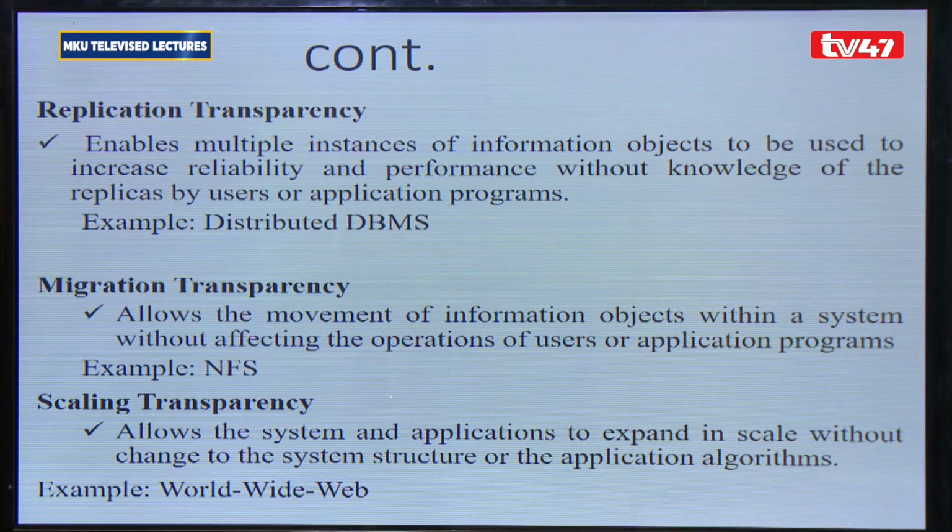the scaling transparency. Scaling transparency is more like you want to expand. But according to the literature here, it allows the system and application to expand in scale without the change to the system structure or the application algorithm. You might expand your distributed system, but remember, it shouldn't alter the results.